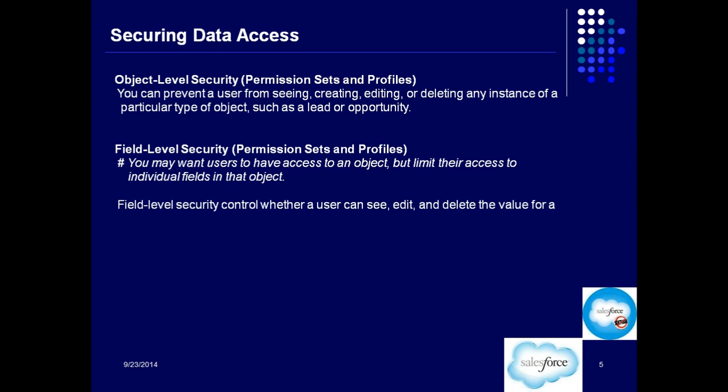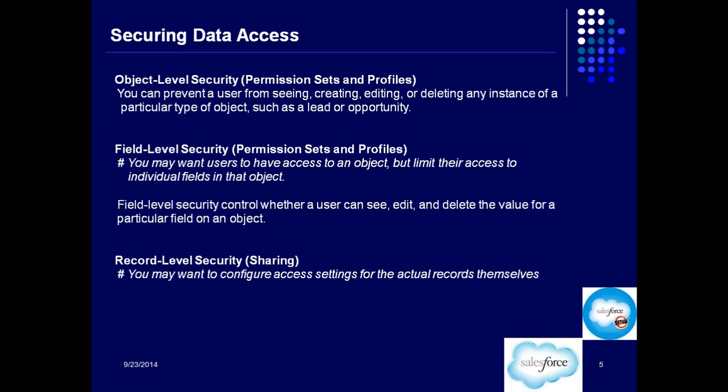Field level security controls whether a user can see, edit and delete the value for a particular field on an object, right? So field level security will control only the value of the field. However, object level security is for the entire record. Okay. Then the record level security. Record level security means sometimes you may want to configure access settings for the actual records themselves.